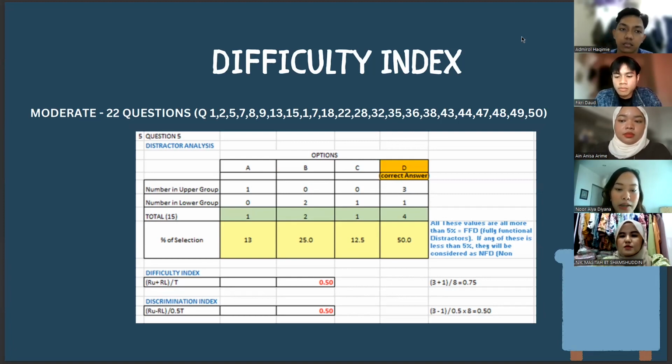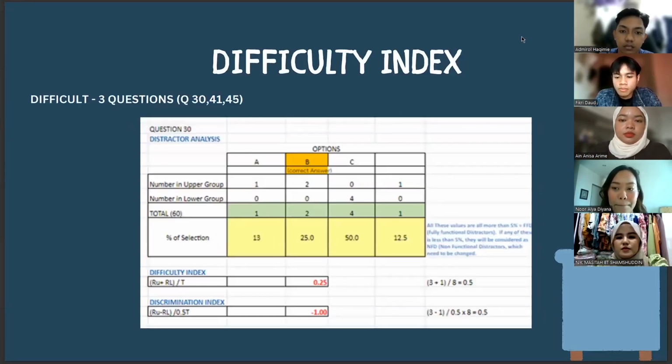And last but not least, we also found only 3 questions that are at the difficult level. The example here, question 30, has 0.25 for its difficulty index. And based on the index table, it is difficult because it has a value between 0.15 and 0.29. And that's all from me.